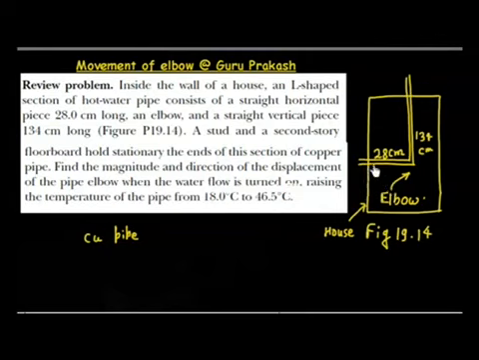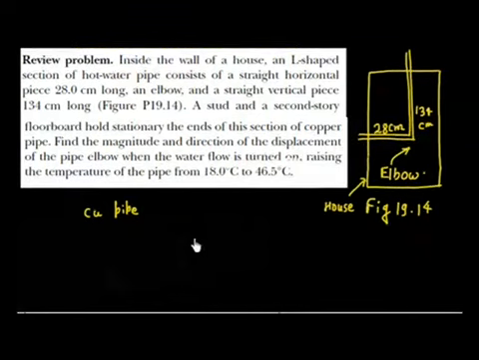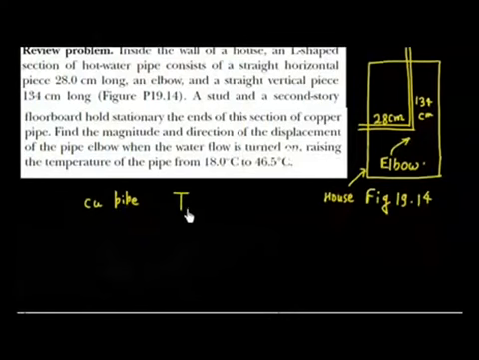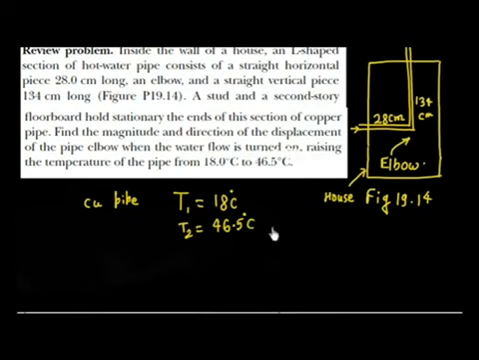Initially there is cold water going through this pipe, or maybe no water. At that point of time, this pipe has a temperature of 18 degrees centigrade. So the initial temperature is T1, 18 degrees centigrade. Now water starts flowing inside this pipe, and the water is hot. The water temperature T2 is 46.5 degrees centigrade. So as the water goes through, there is a temperature change.